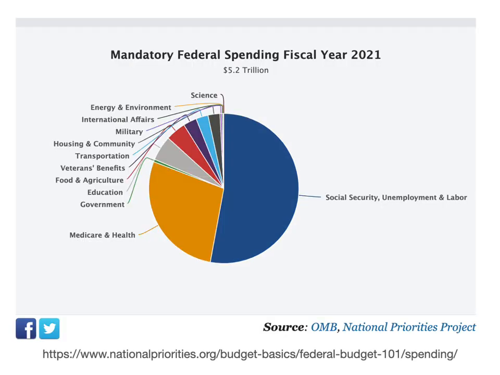As you can see here, and now we're looking at fiscal 21, mandatory spending is largely Social Security and unemployment insurance, Medicare and other health spending, and with much smaller amounts, things like housing, some veterans benefits, and more. With these programs, the law requires that everyone who meets the eligibility requirements for the program gets the benefits, no matter how many people qualify in any given year.